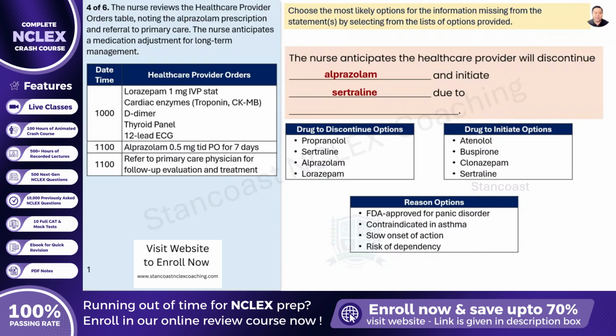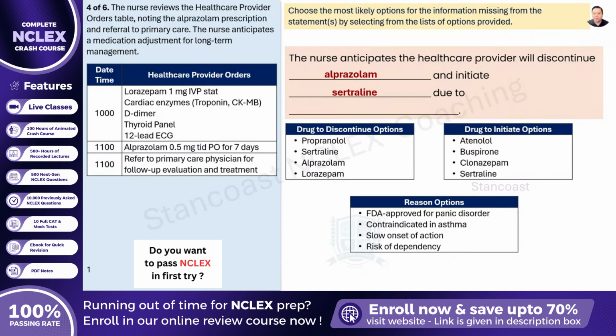And when this medication is started while tapering off the alprazolam, this is going to help the client transition safely from a very risky medication to a much more stable medication and a sustainable treatment. So this is exactly the kind of clinical thinking that NCLEX expects you to have.